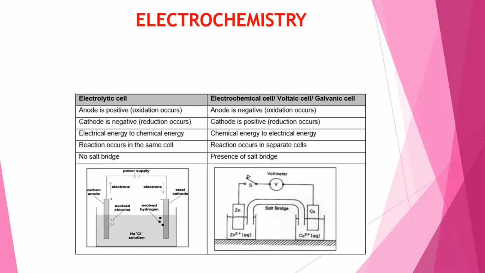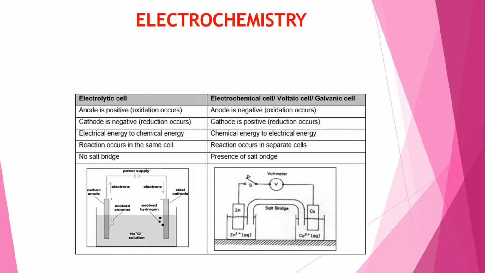The opposite of an electrochemical cell is an electrolytic cell, or electrolysis. Electrolysis uses electricity to bring about a redox reaction. So let's look at the difference between the two cells. In the electrolytic cell, the anode is positive, while in the electrochemical cell, the anode is negative. Both of these have oxidation happening at the anode, regardless of the fact that one is positive and the other is negative. Then in the electrolytic cell, the cathode is negative, and in the electrochemical cell, the cathode is positive. Again, regardless of this, both of them have reduction happening at the cathode.